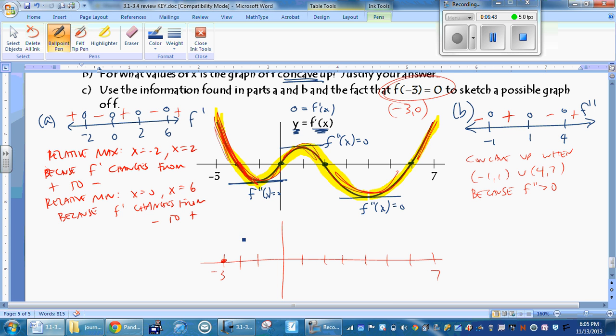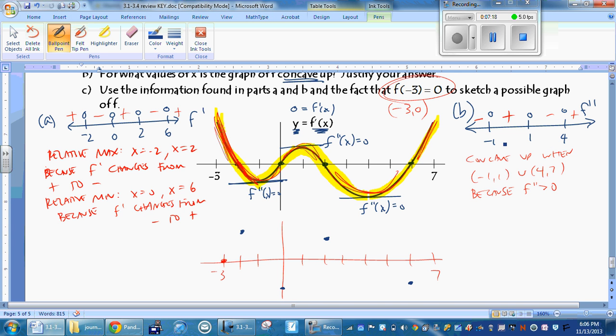So at -2, I'm going to put a point up kind of high because we're going to have a maximum there. We have a minimum at x equals 0, so I'm going to put that point a little bit lower. Maximum at x equals 2, so I'm going to put that point up. It doesn't have to be the same height, it just has to be up a little bit. And then a minimum at x equals 6, so I'm going to put a point a little bit lower at x equals 6.